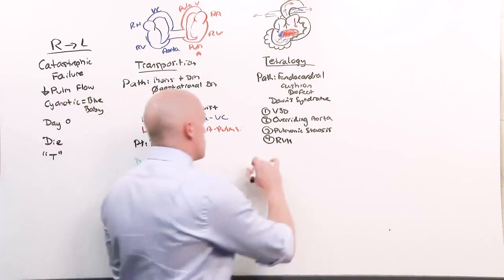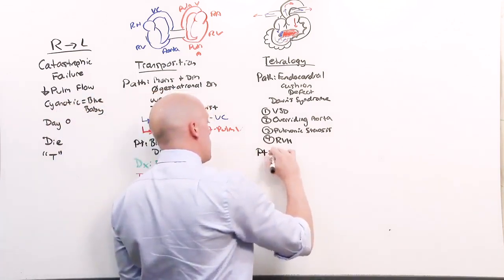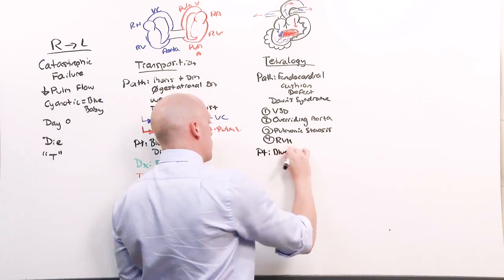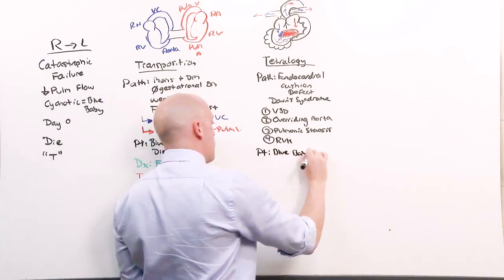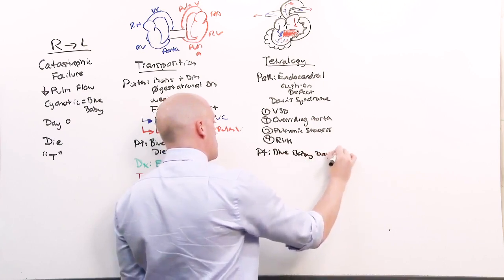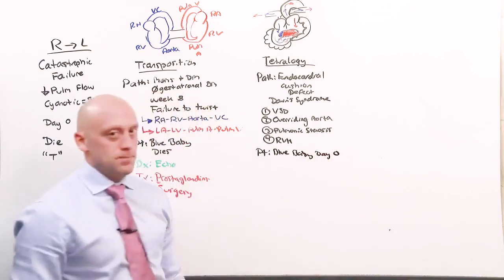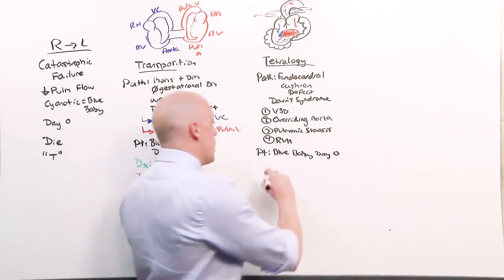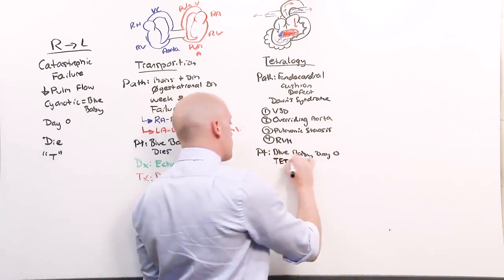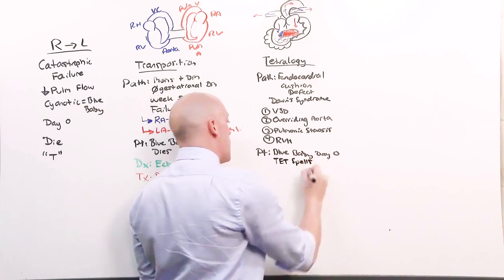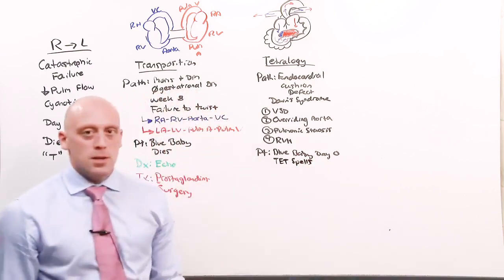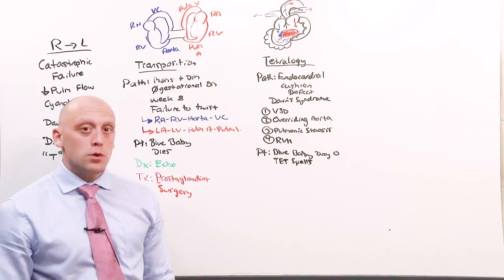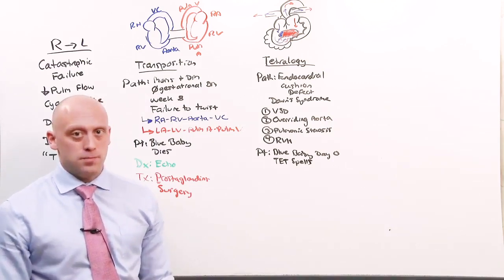The patients are going to present in one of two ways. Either it's a blue baby that dies at birth. It's generally not going to be that on the test. Or it will be a kid who's slightly older who has TET spells. A TET spell is pathognomonic for tetralogy. That is a kid who's blue who then pinks up when he squats.